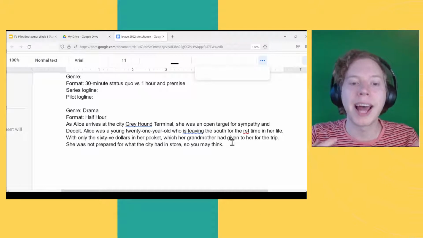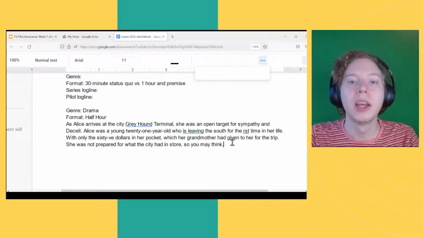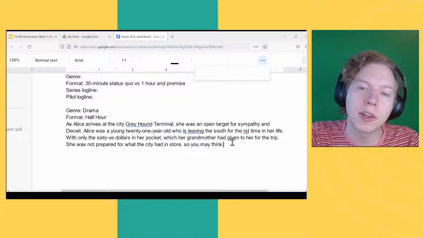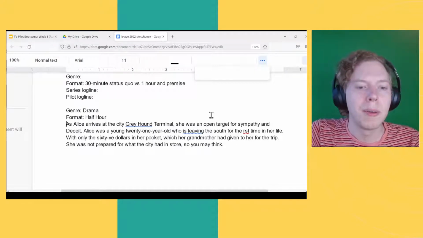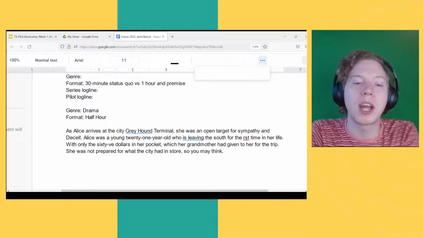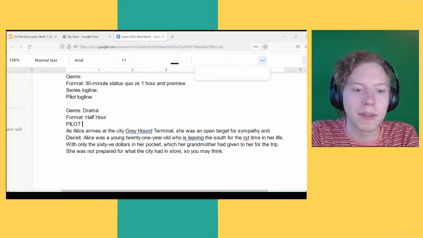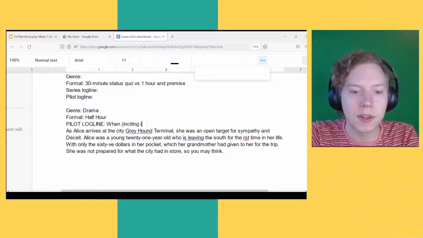So we would say, Alice arrives. We wouldn't say she was an open target. You'd say that she is an open target. So that would be the way to think of most of what we're doing here. But let's put together a logline using our sort of format. So for our pilot logline, we're going to use this format of an inciting incident.